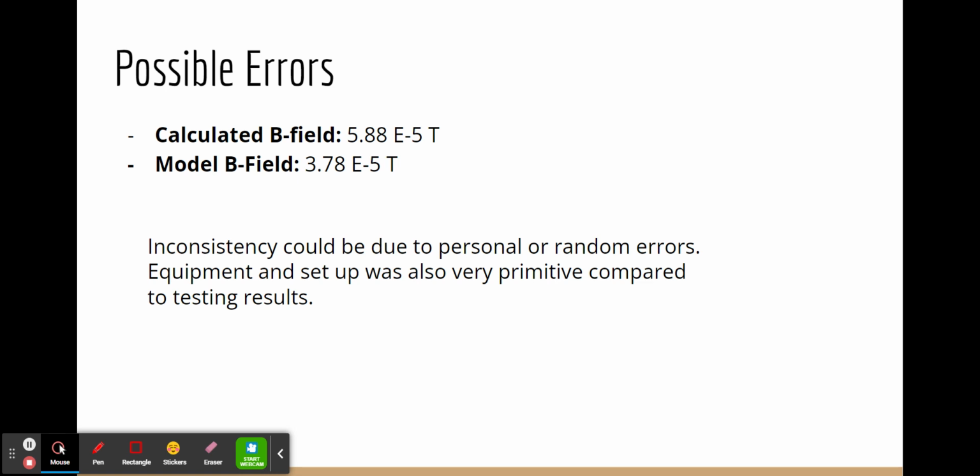And possible errors were that the model B field was 3.78 times 10 to the negative 5 Teslas, and this inconsistency could have been due to personal errors and the fact that I was using a smartphone app and a ruler and a meter stick aligned with magnetic north, not very accurate.